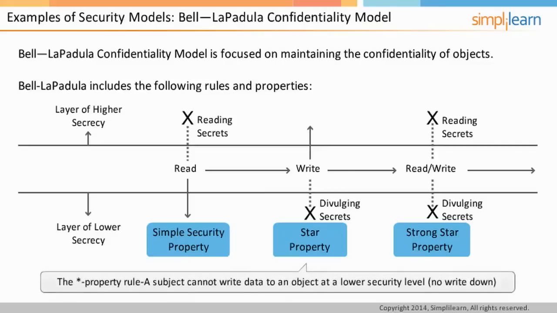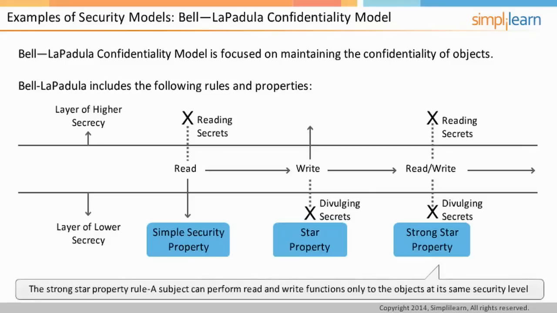The star property rule states that a subject cannot write data to an object at a lower security level. The subjects can write, create, or modify documents at or above their level of security, however, cannot write documents below their level. This is called no write down or NWD. This rule prevents subjects from accidentally leaking secrets at their level into a document at a lower level. For example, a diplomat can write documents intended for the president, however, cannot write documents for common citizens out of concern that the diplomat may accidentally leak sensitive information to the common citizens.